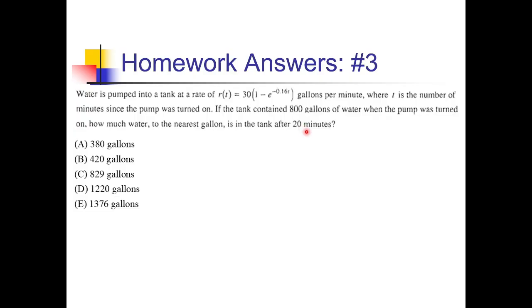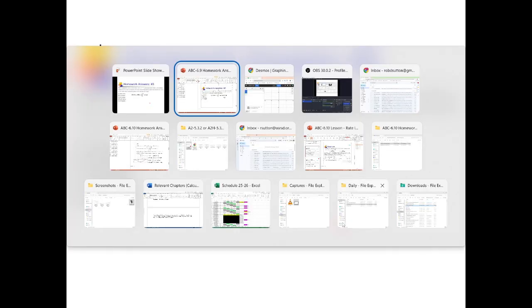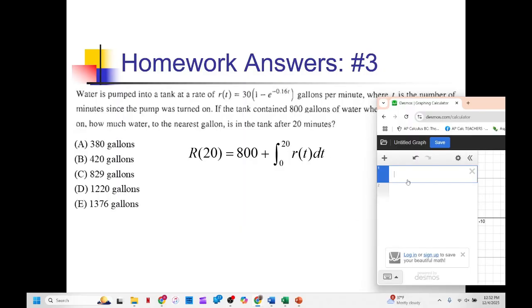So we're going to use our fundamental theorem on this. We can say that the amount of water in the tank, which I'll call just big R of 20, is going to be the initial 800 gallons we started with, plus the change in gallons over 20 minutes. To get that change, I need to do the integral from 0 to 20 of R of t dt. And this is a calculator problem, so let me go ahead and see what that gives me on the calculator.